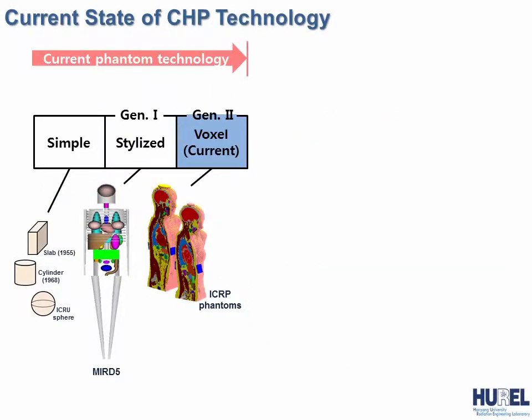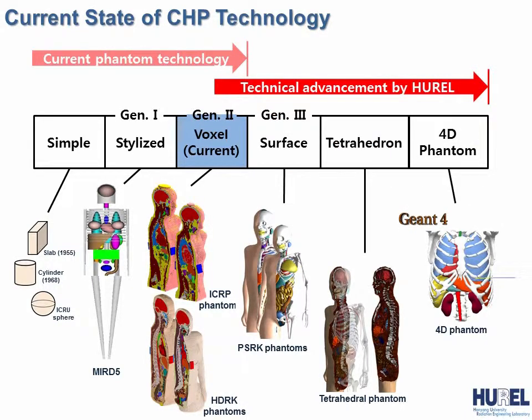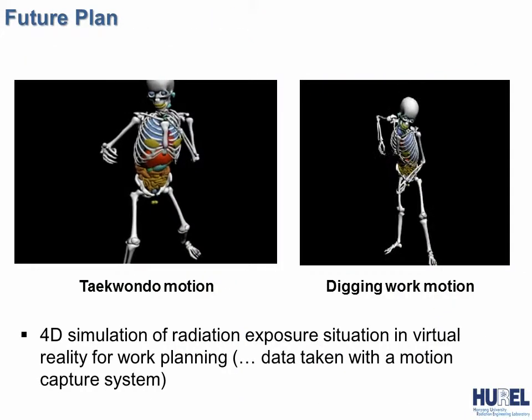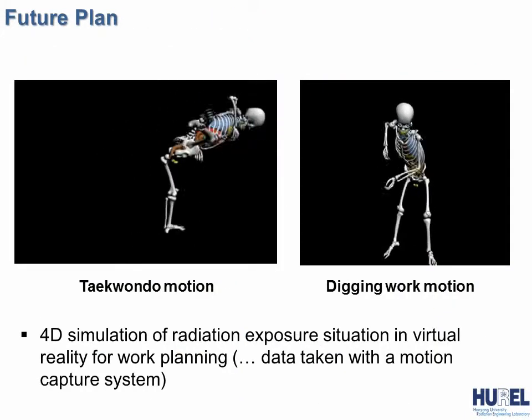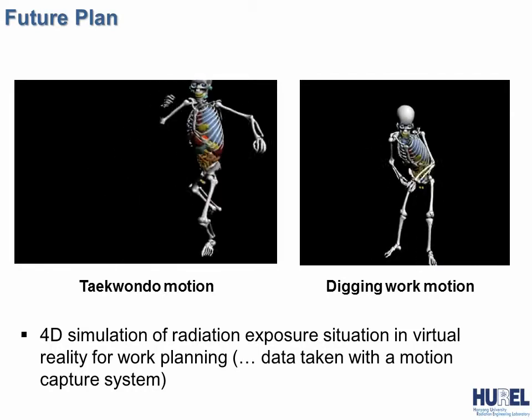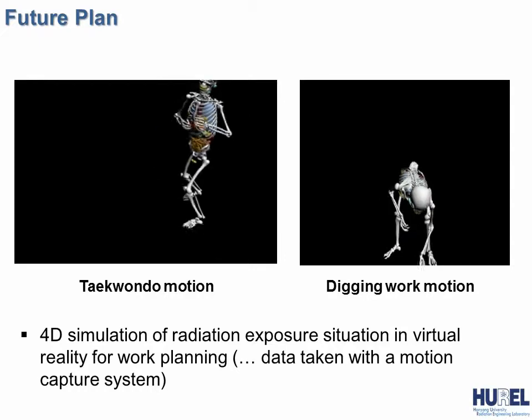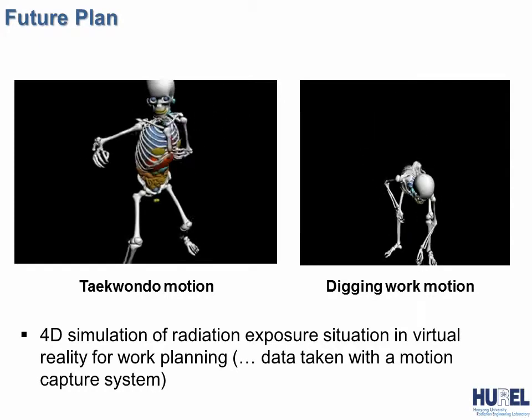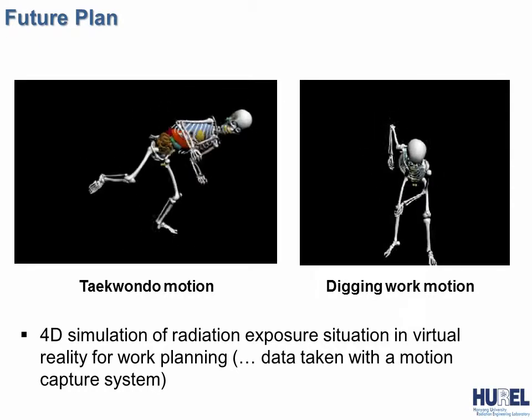In conclusion, our group is developing advanced types of computational human phantoms such as the polygonal mesh surface phantom, tetrahedral mesh phantom, and 4D phantom beyond the current voxel phantom technology. Based on our advanced phantom development technology, in the future, we will be able to do real-time 4D Monte Carlo dose calculation while a computational human phantom moves following the movement of the human body.